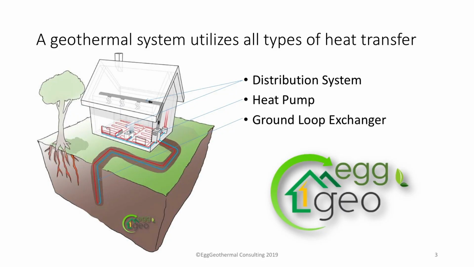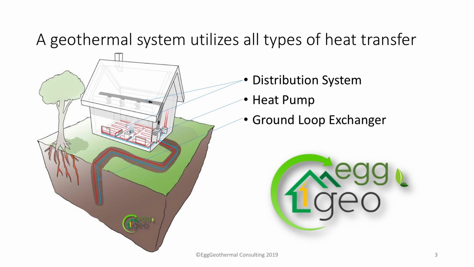Let's start by looking at a standard geothermal system. Every geothermal system of which I'm speaking has three components. It has a ground loop or a ground exchanger from which the heat pump gets its energy. It has a heat pump that actually does the work of heating or cooling based on that energy exchange, and it will have a distribution system.